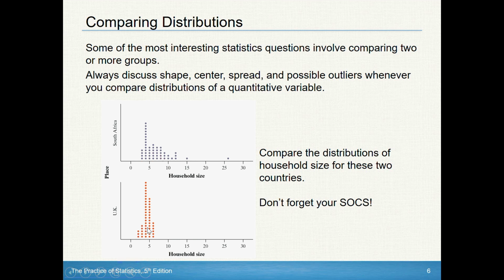As far as spread, we're talking about how spread out they are. The UK distribution is clearly much smaller than the South African distribution in its spread. If you wanted to, you could list the range. You could say the range for South Africa is 26 minus 3, or 23, compared to the range of the UK, which is 6 minus, looks like 2 there, and that's going to be 4.